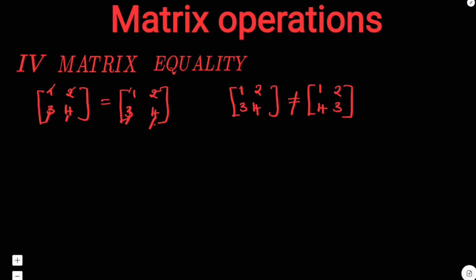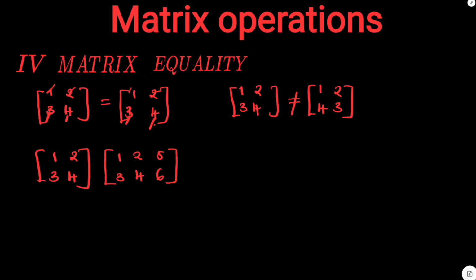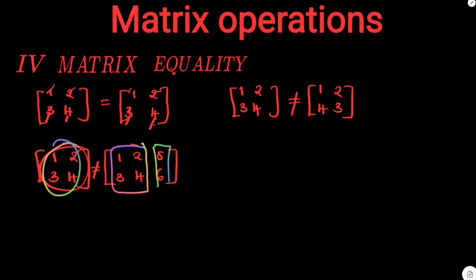Now let's take the order of the matrix. If we have a matrix 1, 2, 3, and 4, and we have another matrix 1, 2, 3, 4, 5, and 6, these two matrices are not equal. Yes, this is the same as this. This is the same as this. But what about this one? It is also in this matrix.